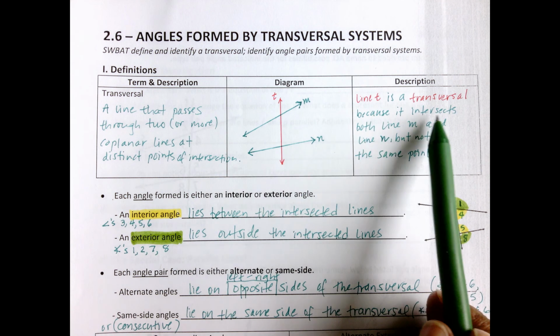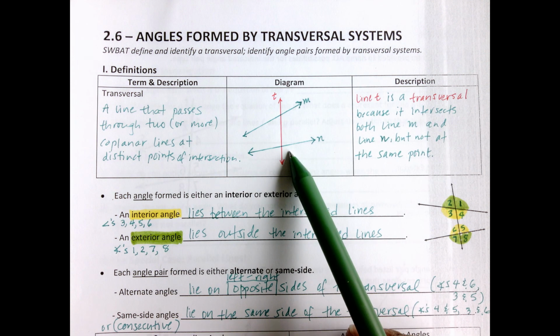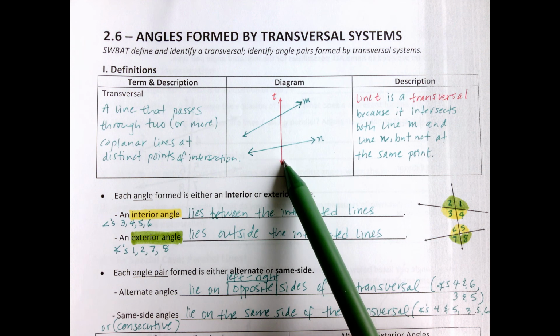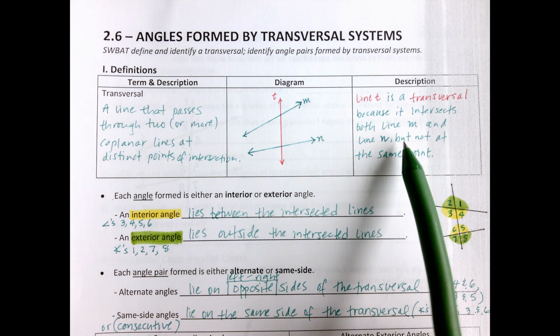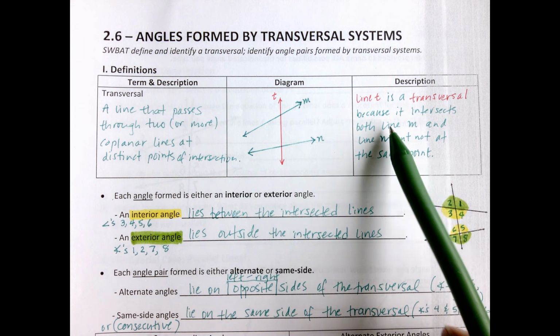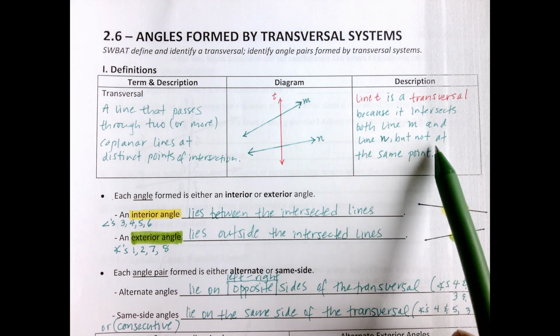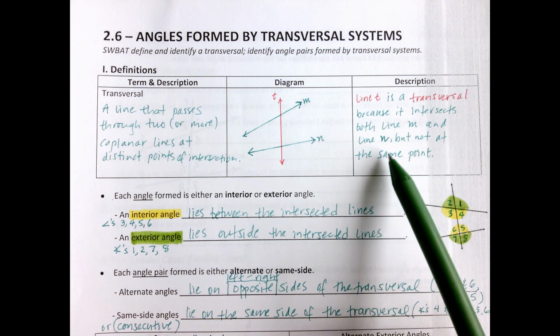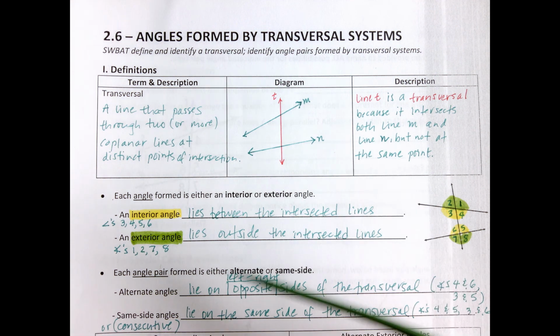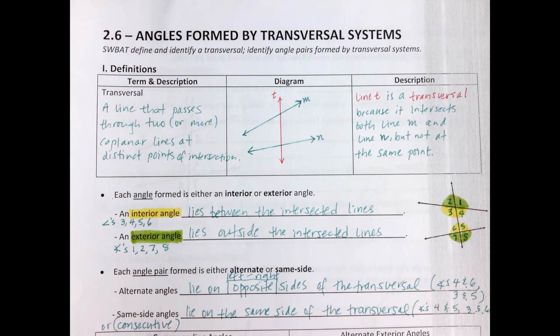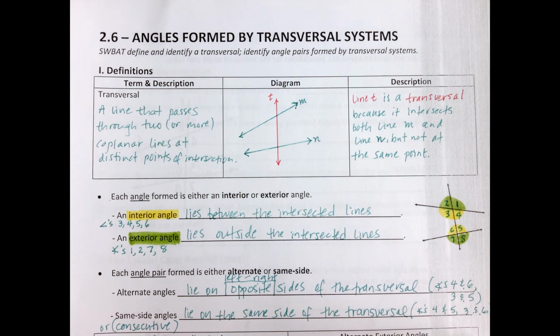So make sure you get down the image. You're going to need the image. See if you can use maybe a different colored pen to highlight which one is the transversal. It says here line T is a transversal because it intersects both line M and N, but not at the same point. So at two different points. So what angle relationships or angle pairs are formed by transversal systems?